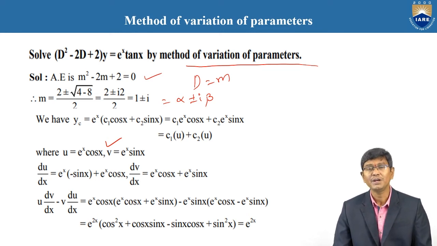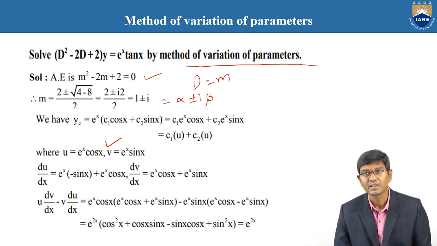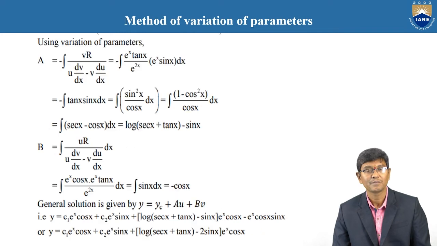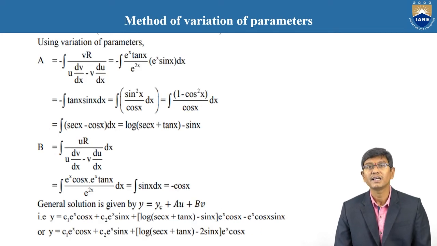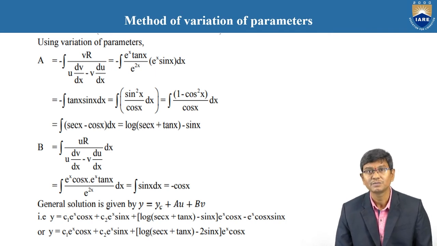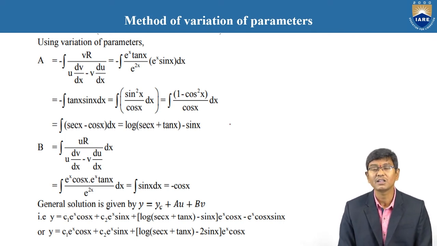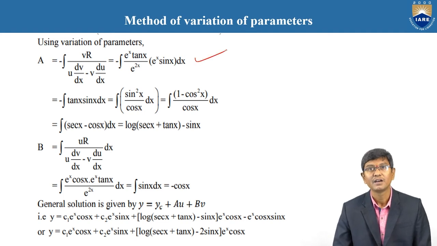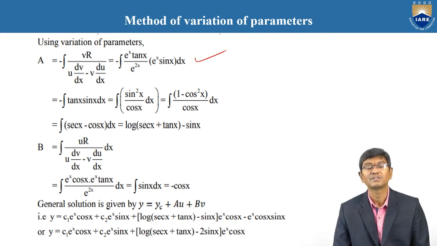While differentiating with respect to x on u and v, the final expression u into v dash minus v into u dash is nothing but e power 2x after simplification. Now we need to find the value of A with the help of the integration of the negative of v r by (u v dash minus v dash u). As we know the v value and r value, and u v dash minus v dash u also. Therefore, by using all these values, A is equal to log modulus of secant x plus tan x minus sin x.